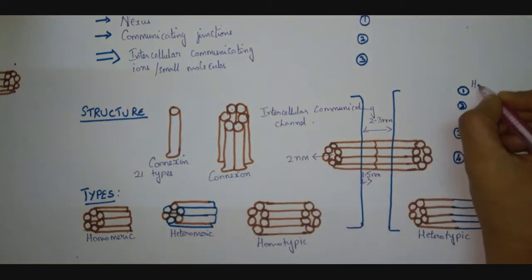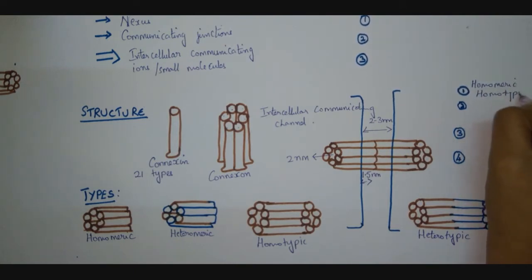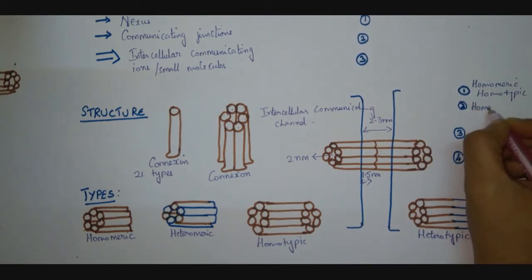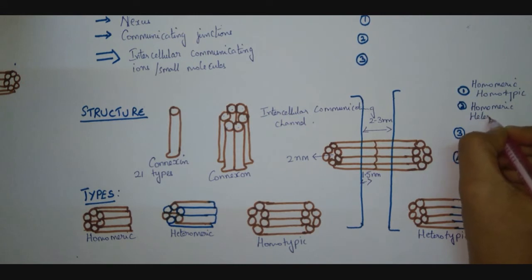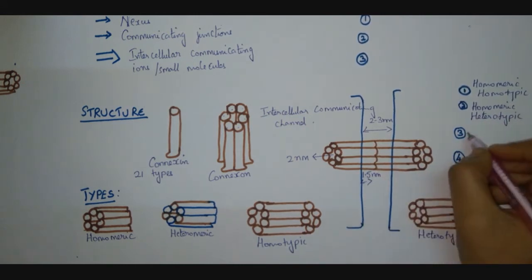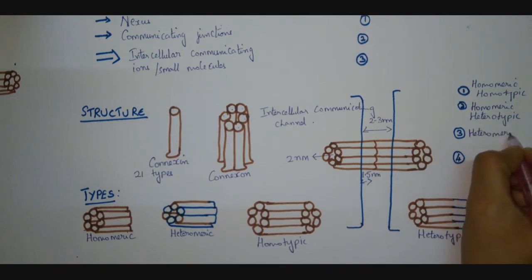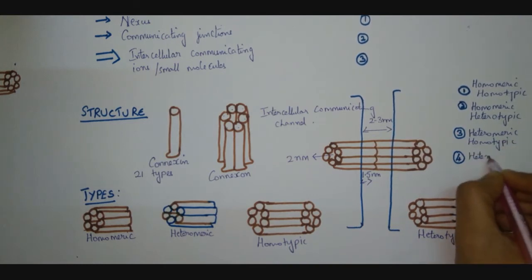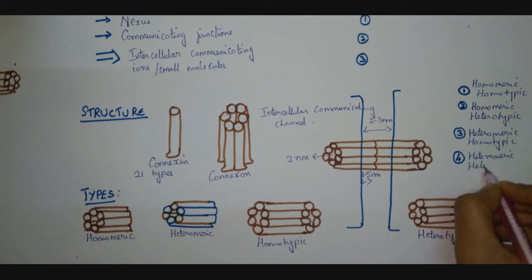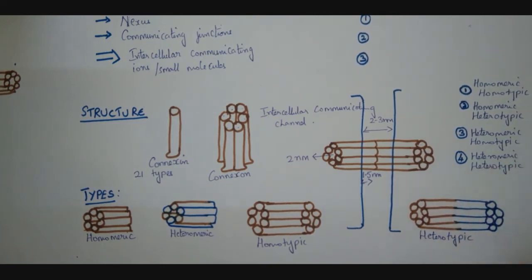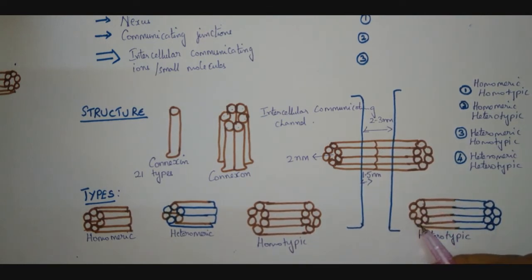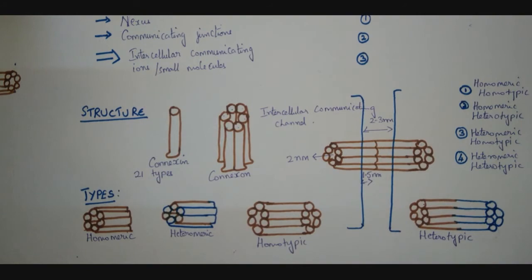Based on this combination, there are 4 types of gap junction. First one is the homomeric, homotypic. The next one is the homomeric, heterotypic. The next one is the heteromeric, homotypic. The next one is the heteromeric, heterotypic. Whether it is homotypic or heterotypic, it can be made up of homomeric or heteromeric hemichannels. Based on that, 4 types of gap junctions are there.